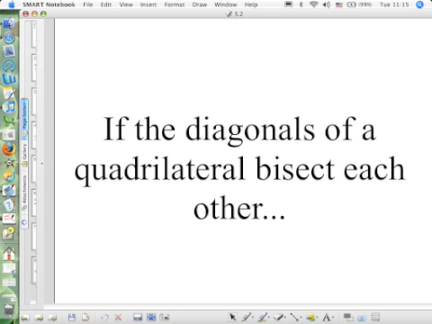Okay. You have a four-sided figure. You don't know that it's a parallelogram, but you do know that the diagonals bisect each other. Well, then you can conclude that it's a parallelogram.